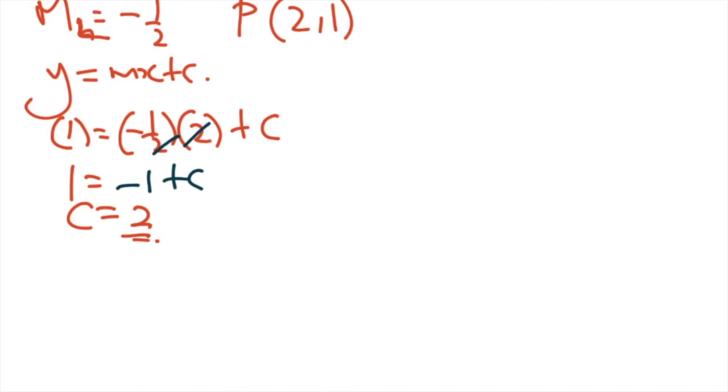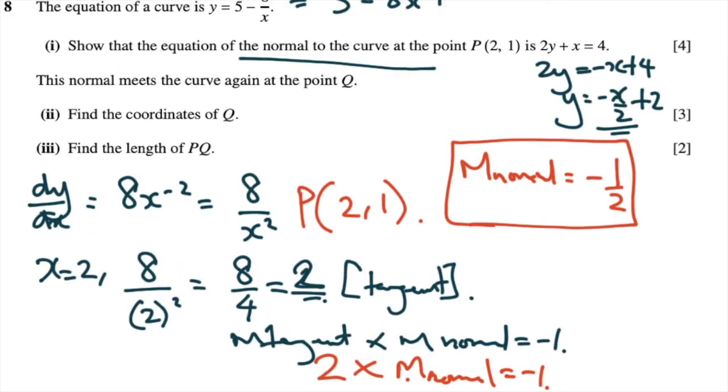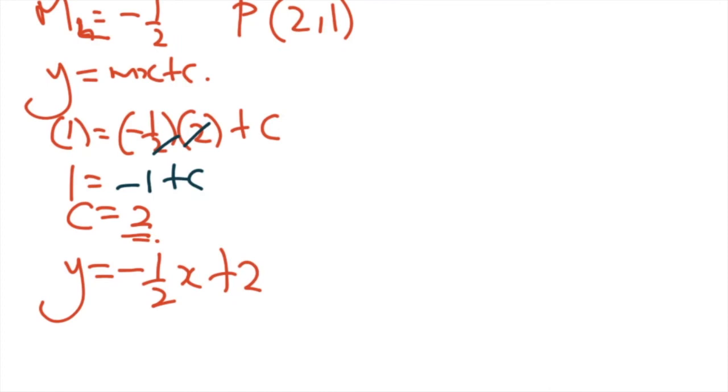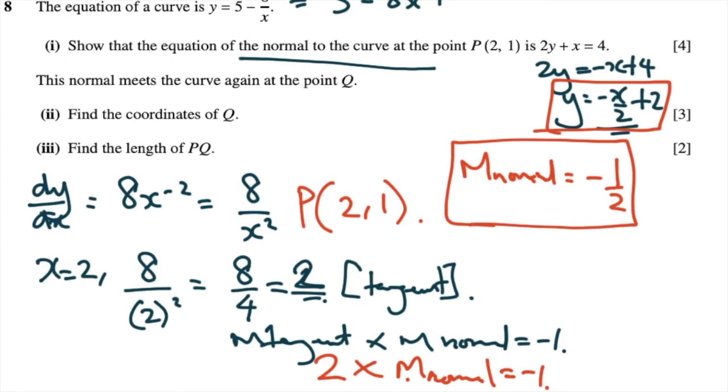So the normal equation is y equals negative half x plus 2. Okay, which is here. Y equals negative half x plus 2. So that's shown. Okay, now the normal meets the curve again at Q. Find the coordinates of Q.